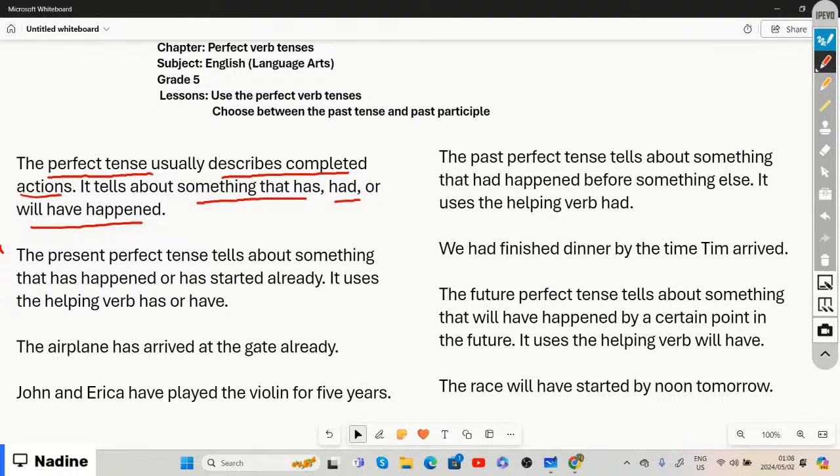So the present perfect tense, remember we said that a perfect verb tense usually describes completed action, right? And it shows what has happened, what had happened, and what will have happened. So now when we go to the present perfect tense, it tells about something that has happened or has started already.